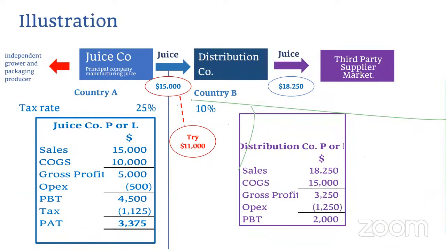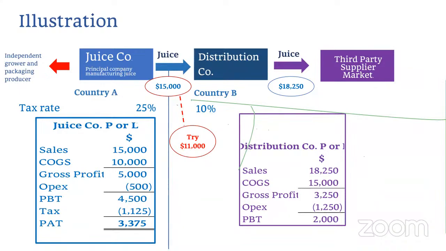Now, look at this illustration. This illustration will explain why the Internal Revenue Services in various countries are interested in transfer pricing audit, and why they are interested in global transfer pricing regulation to settle that tax dispute. Now, look at this. We have an independent grower and packaging producer who sells, let's say, for example, we're talking about juice, oranges and whatever to Juice Company, Juice Co.